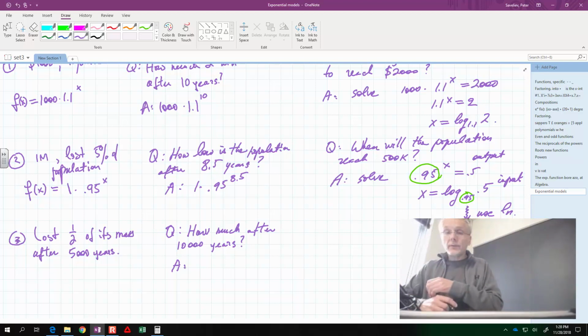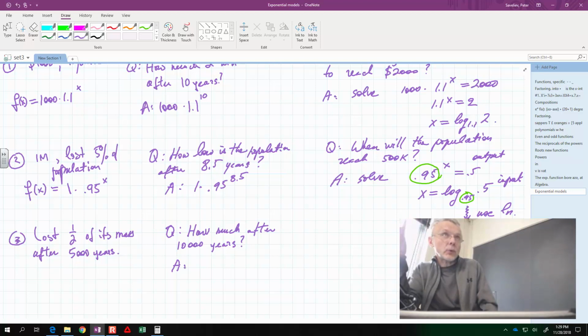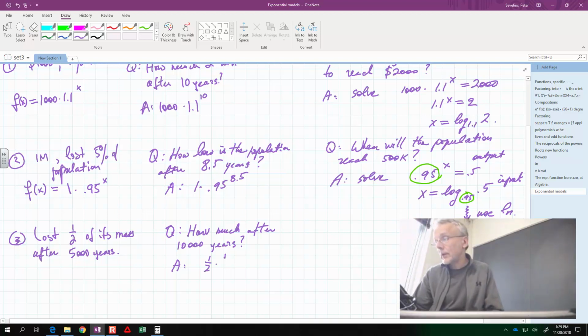So this radioactive element loses half of its mass every 5,000 years. How much does it lose after 10,000? The answer is not 0, by the way. You will not be left with 0, so that's a common mistake. Would it be 1/4? Yes. The answer is 1/4 because you multiply by 1/2 twice, right? So 1/2 times 1/2 is equal to 1/4.